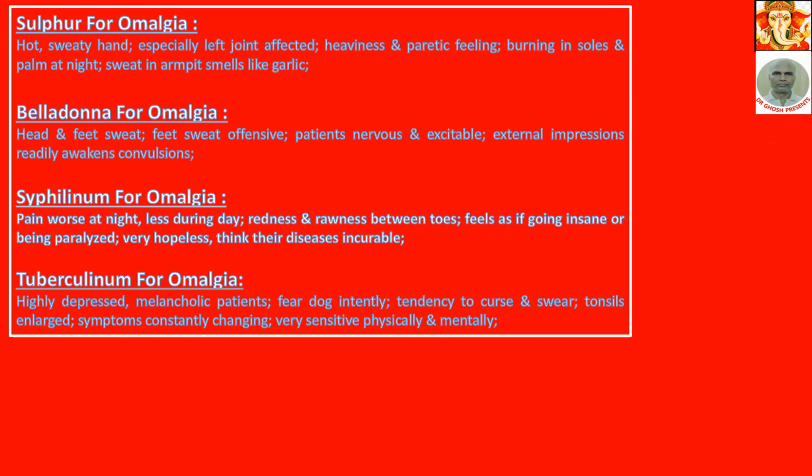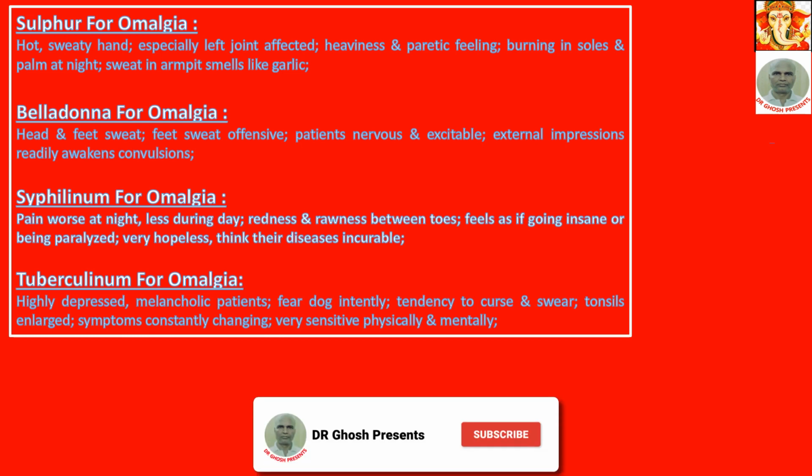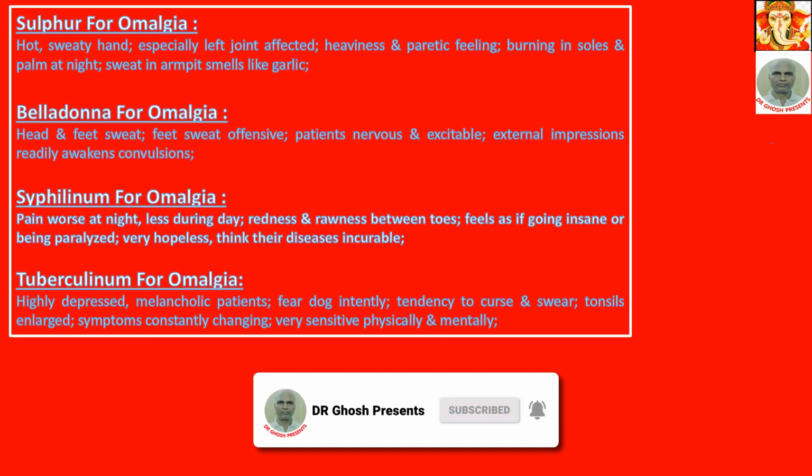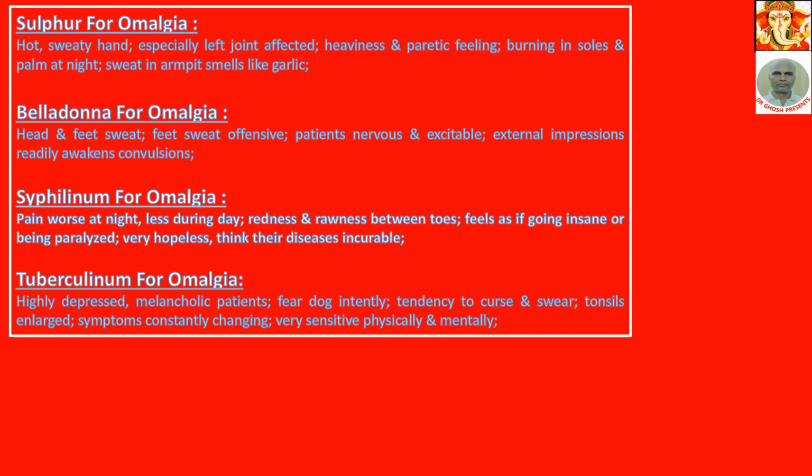Sulphur for Omalgia. Hot, sweaty hand, especially left joint affected. Heaviness and paralytic feeling. Burning in soles and palms at night. Sweat in armpit smells like garlic.